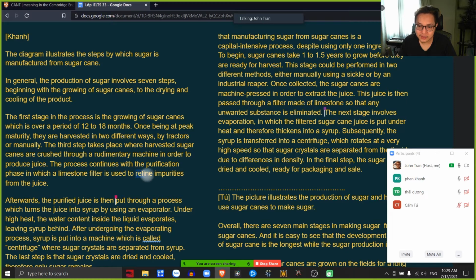So I don't think refine is a good way here. We say we refine a product, like refine cooking oil, for example. We don't say we refine impurities.